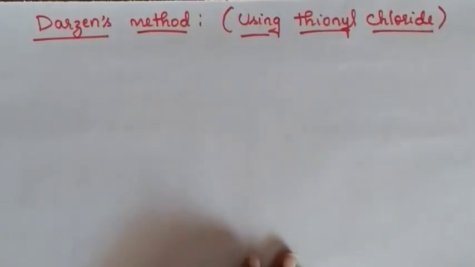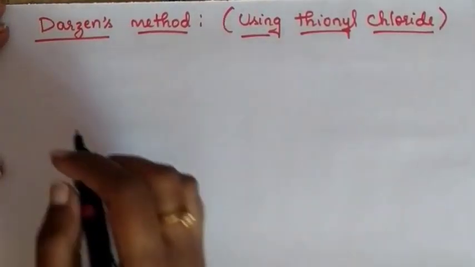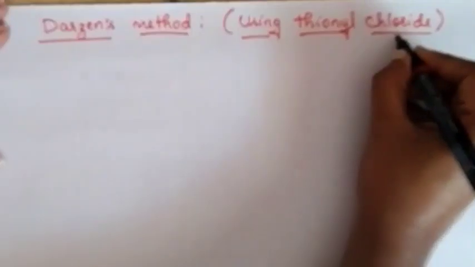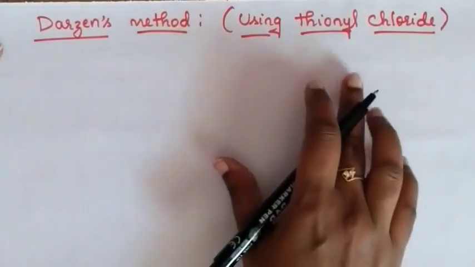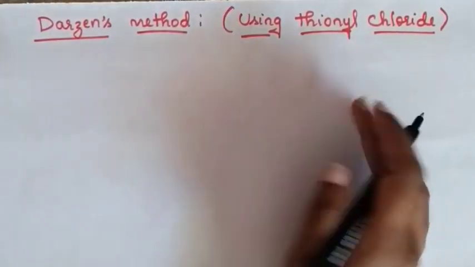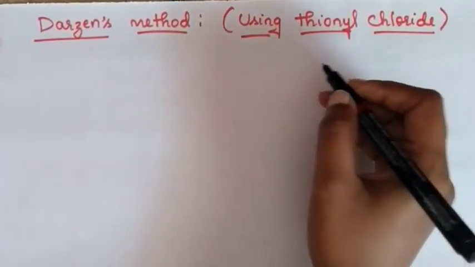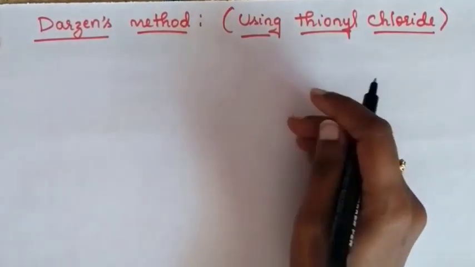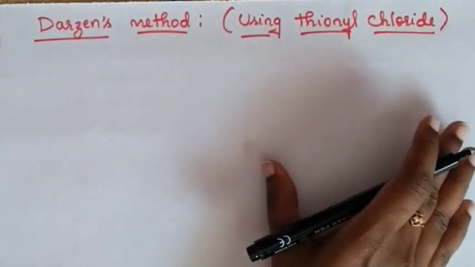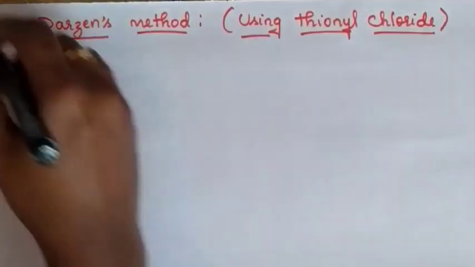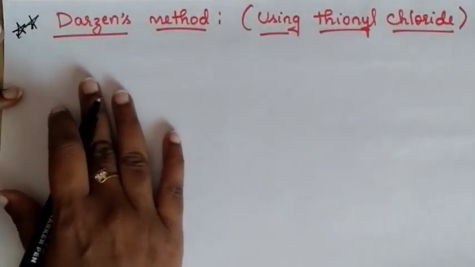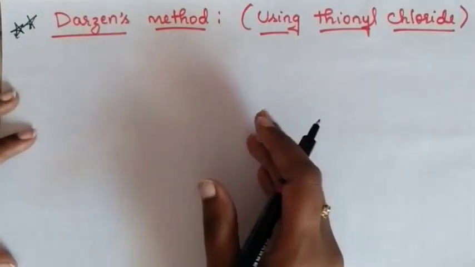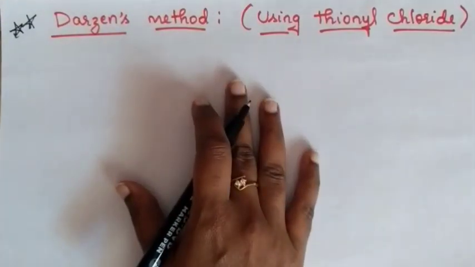Now the last method of preparation of haloalkane from alcohols is using thionyl chloride. This process is very important, guys. Using thionyl chloride is very important because when you do this process, you are going to get a pure haloalkane compound. That is why it is very important for your examination and for the preparation method also. This is the method which is very suitable for the preparation of alkyl chloride.